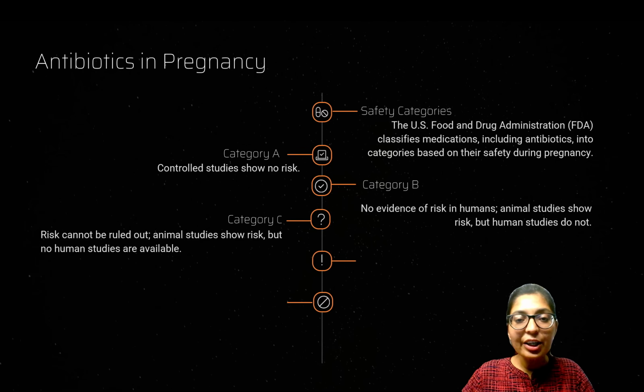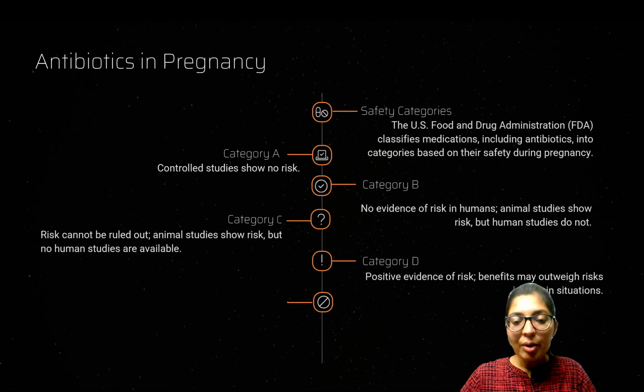There is risk and benefit ratio is applied. Risk cannot be ruled out. Animal studies show risk, but no human studies are available. Category D: positive evidence of risk. Benefit may outweigh risk in certain situations.